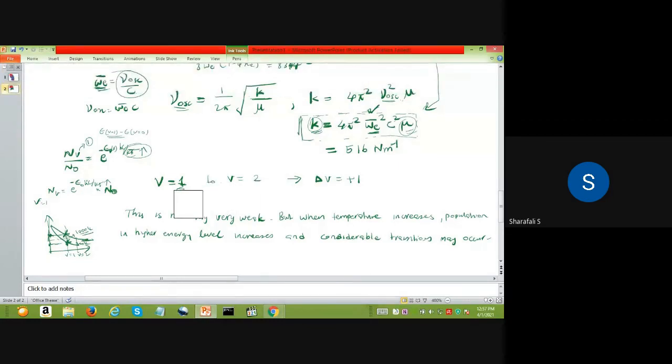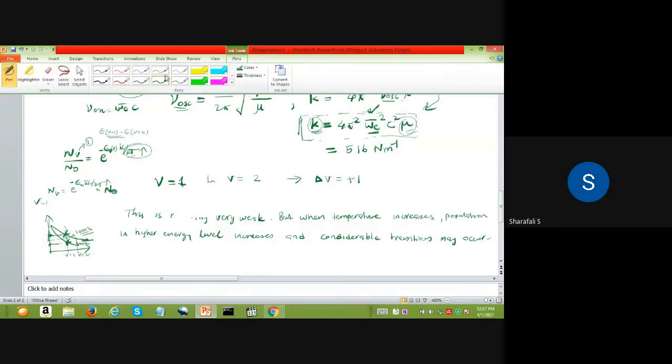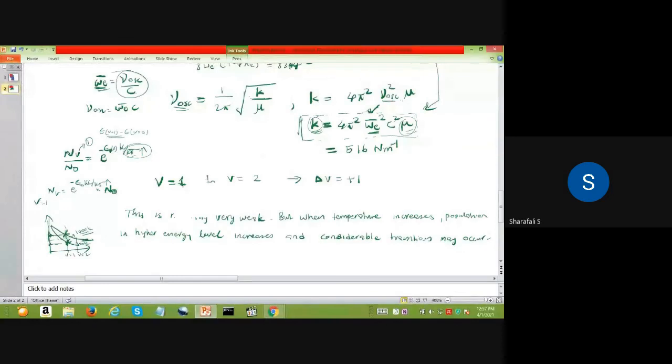When you increase the temperature, the number of molecules in the V equal to 1 state will increase, and the transition from V equal to 1 to V equal to 2 can become possible. This is happening because of the increase in temperature. In that case, we call this kind of transition a hot band, and these transitions are called hot bands.